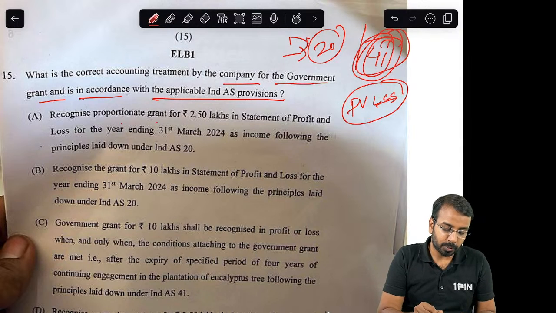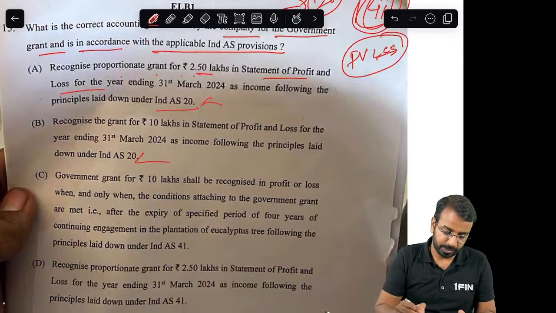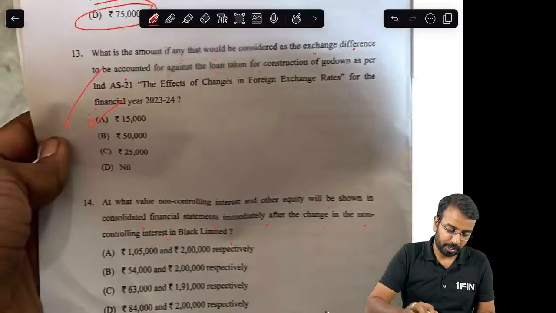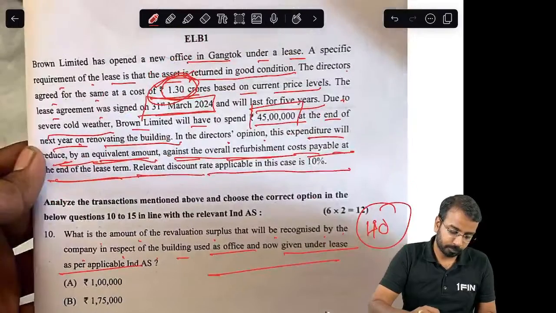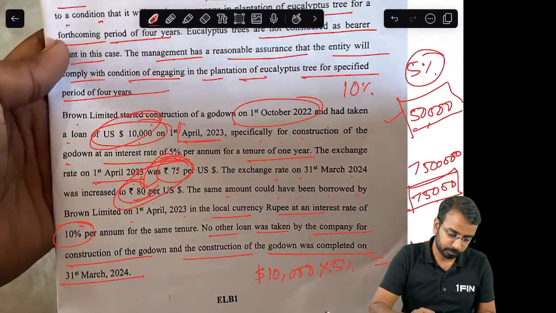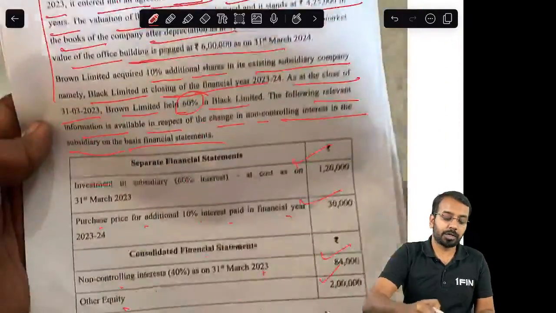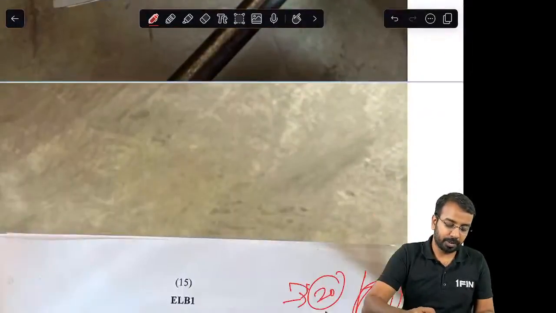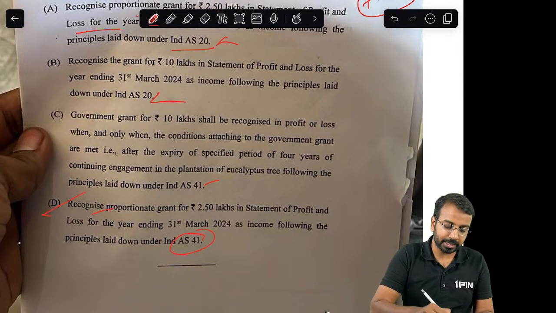Okay, so first is recognize proportionate amount of grant 2.5 lakhs in the statement of P&L as per Ind AS 20. I don't think so. Again, Ind AS 20, no. Basically, it has to be Ind AS 41. Now, what have they said? So there is a requirement for 4 years. So over a period of 4 years, you will recognize. So 2.5 lakhs over a period of 4 years as per Ind AS 41.